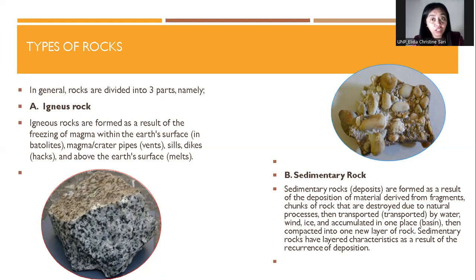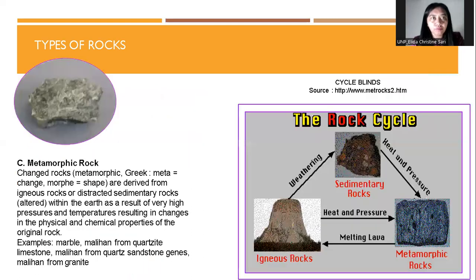And then number two is sedimentary rock. Sedimentary rocks are formed as a result of the deposition of material derived from fragments or chunks of rock, drifted by natural processes. When these accumulate in one place, they are compacted. Sedimentary rocks have layered characteristics as a result of the deposition.